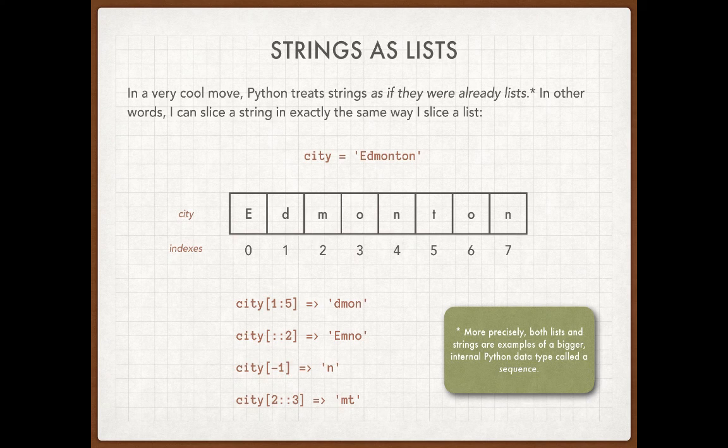Now, quick little footnote for those of you who have come from another language, especially if you've done some object-oriented programming, you can probably already see what's happening here. Both strings and lists are classes that inherit from a parent class called sequence. And sequence defines this behavior of slicing. And so because both strings and lists inherit from sequence, they're both sliceable.